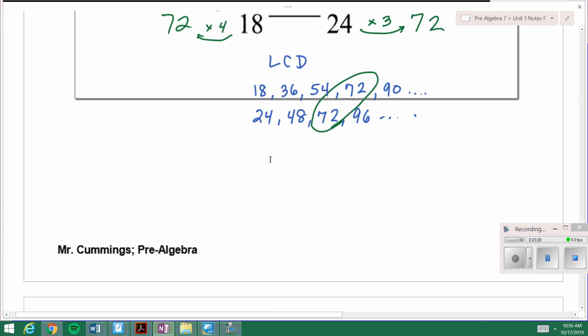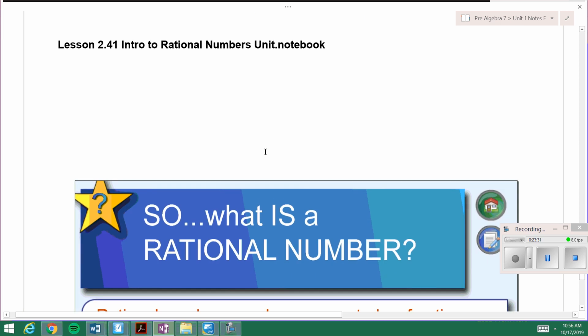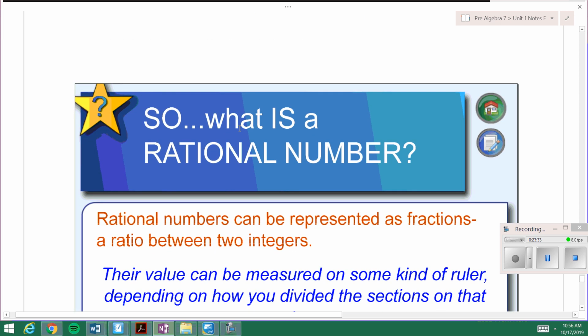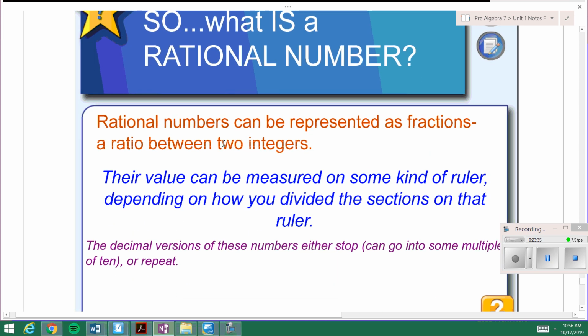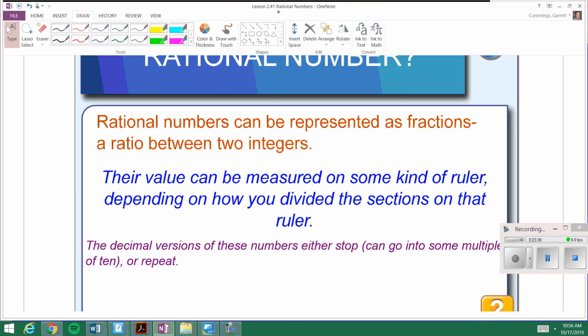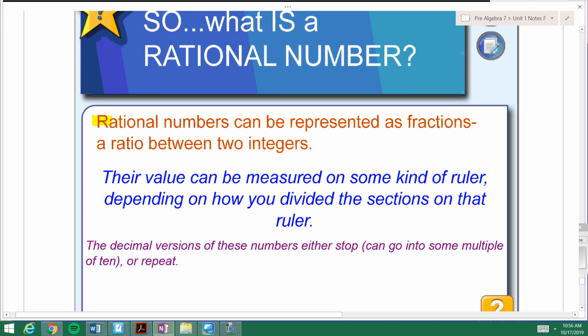Okay, so there you have it. We walked through some essential skills. So what is a rational number? I want you to just highlight this. Rational numbers can be represented as a fraction. That is a ratio between two integers in the infinite integer universe.